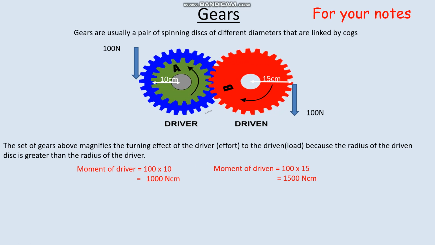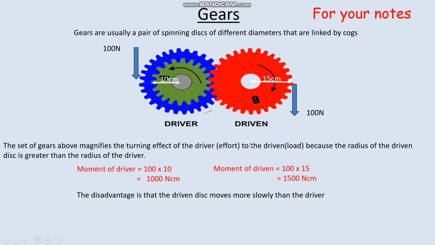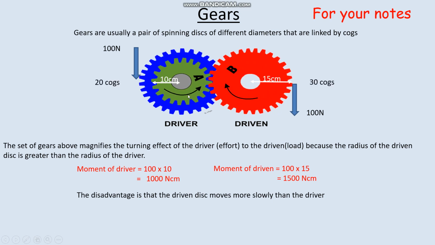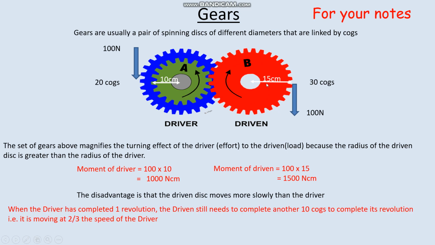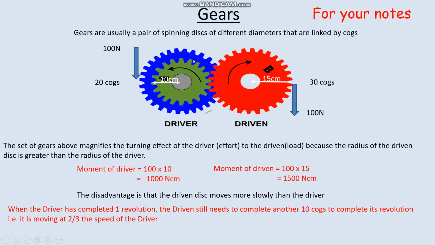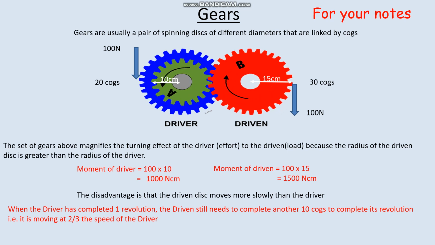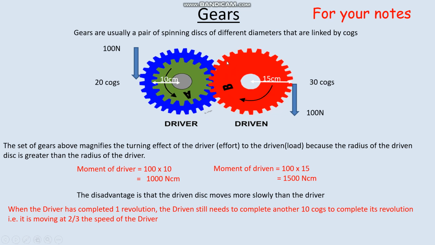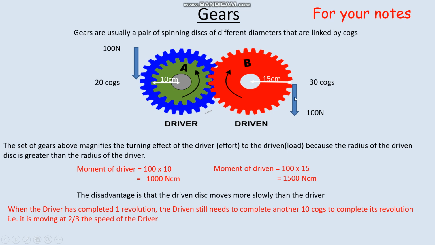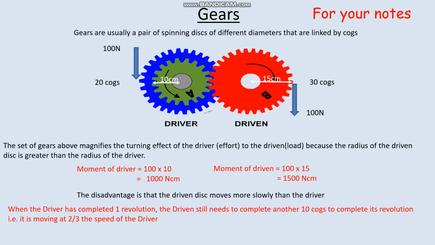Now, as ever, you're not getting something for nothing here. The disadvantage is that the driven disc actually rotates more slowly. So if we put some figures to that, if the driver has 20 cogs on it, and the driven has 30 cogs, then when the driver has completed one complete rotation, the driven still needs to complete another 10 cogs to complete its revolution, i.e. it's moving at around about 2/3 the speed. So this situation you've got here increases the turning effect, increases the turning force, but reduces the speed of the output. Please pause, have a think about that, and get that into your notes.